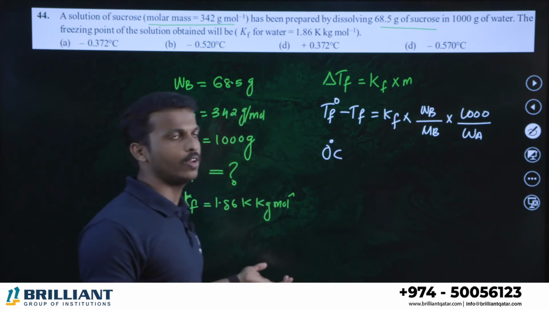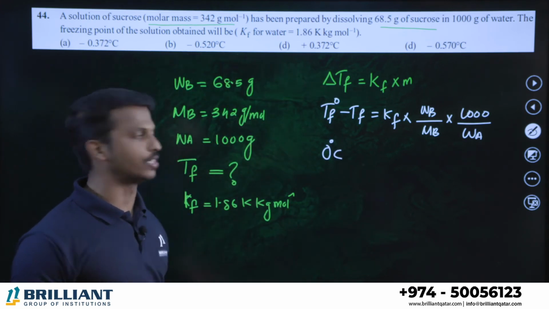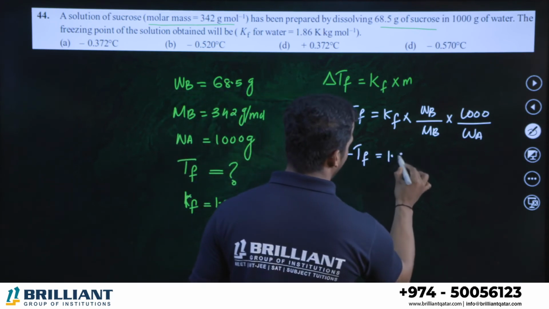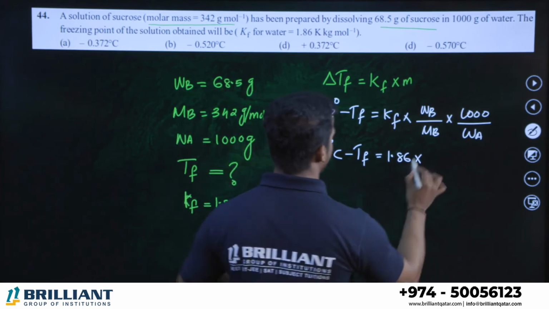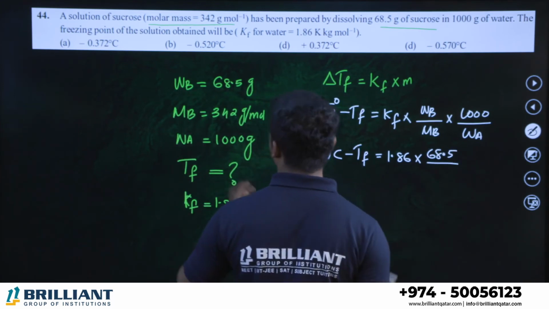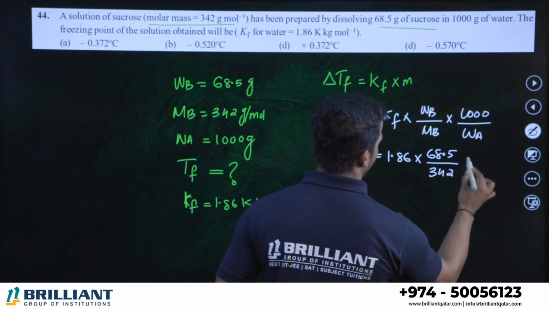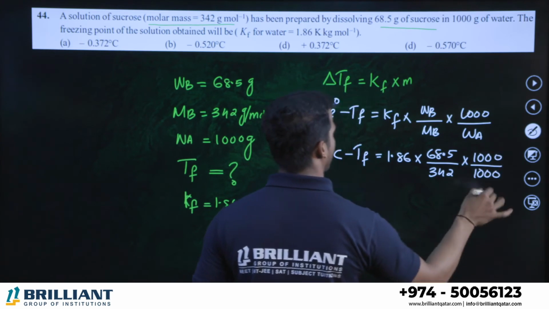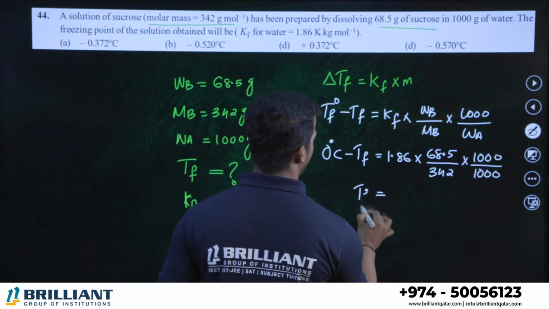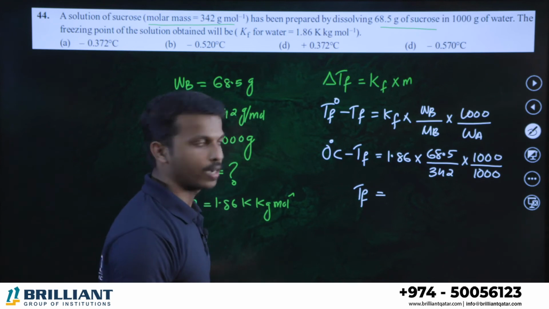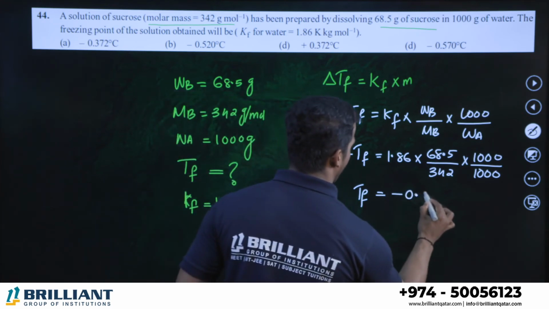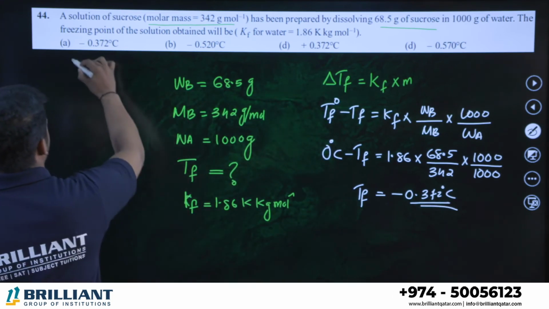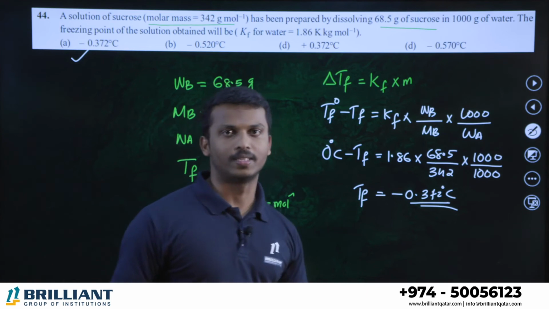No need to convert it to Kelvin, okay? See, the options are also given in degrees Celsius. So 0 minus TF, TF we need to calculate. KF value is already given, 1.86. Weight of solute is given, 68.5. Molecular mass of solute is given, 342, into 1000 divided by weight of solvent, which is 1000. Okay, cancel. You will get a TF value, approximately a negative value you are expecting. Your value will be minus 0.372 degrees Celsius. That will be the answer. Option A will be the answer.